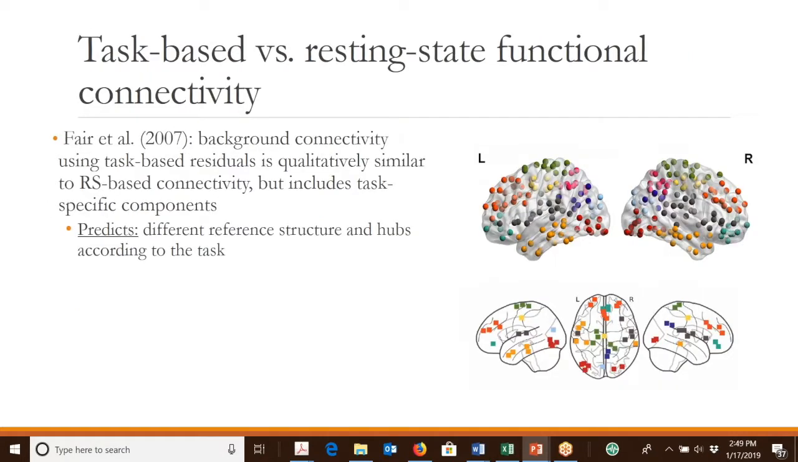And finally, I just wanted to point out that, recall, we're using task-based functional connectivity, and so that has its own particular implications and predictions. Fair and colleagues evaluated background connectivity, the time course of the GLM residual, and what they determined was that the residual time course reveals elements of a resting state network, so it has many characteristics in common with what you get from resting state functional connectivity, but it also combines with that elements of task-based performance, and so it is a meld, if you wish, of both resting state and task-based networks.